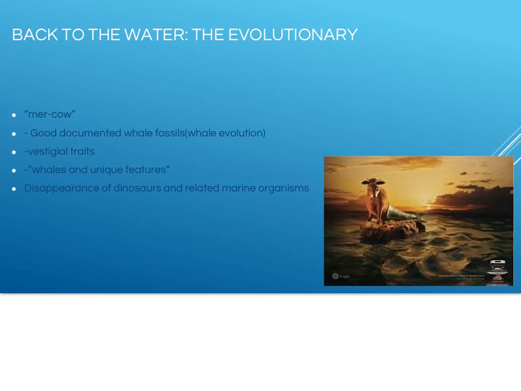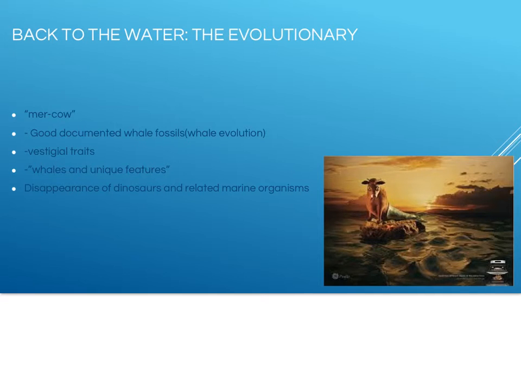Whale evolution is very well documented by the fossil record. Whales are aquatic mammals. They're not fish. They are warm-blooded and their young survive off milk. They have hair on their blowholes.